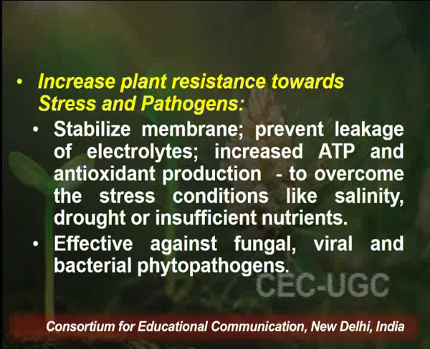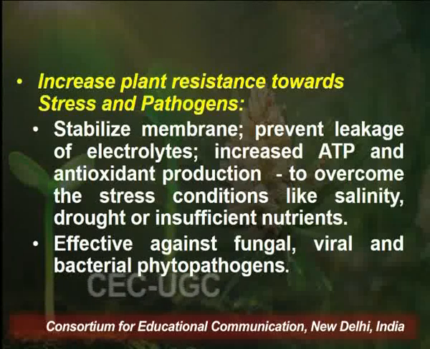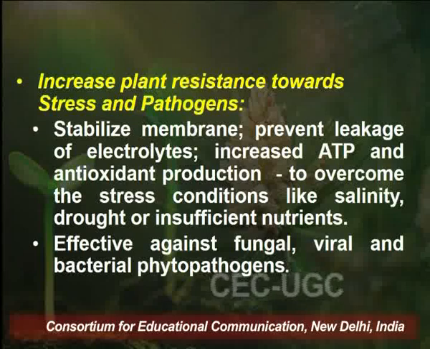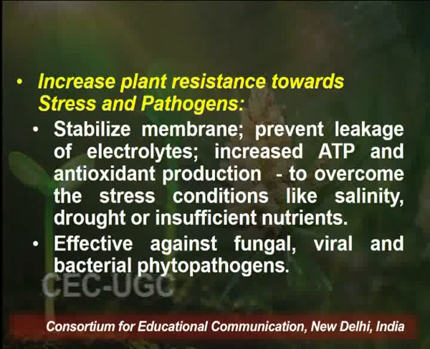So stabilizing the membrane, prevention of the leakage of electrolytes, increased ATP and increased antioxidant production, all these factors help in making the plant cells able to fight various kinds of biotic and abiotic stresses or pathogens. So this is how brassinosteroids exhibit a protective effect on the plants, making the plant able to protect itself against different kinds of pathogens, whether bacterial, fungal or viral, and also against stress, abiotic or biotic.